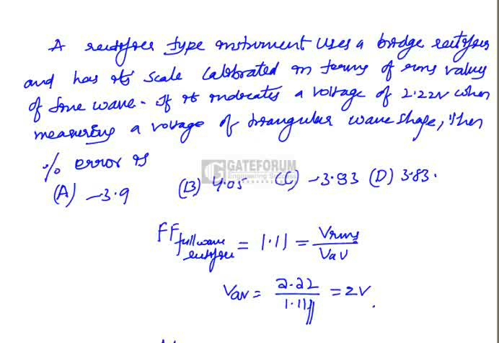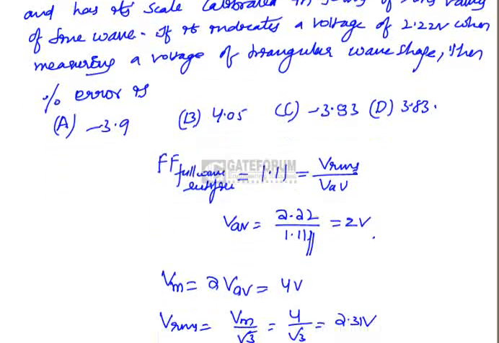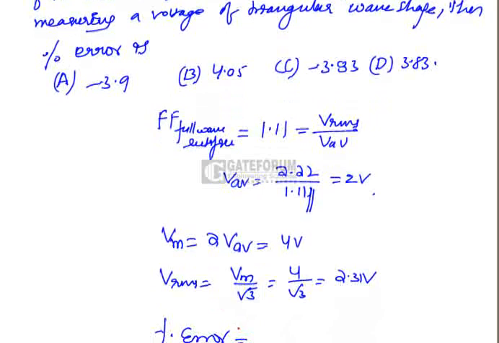Now what is the percentage error here? Percentage error is equal to 2.22, which is the measured value, minus the true value 2.31, divided by 2.31, into 100. This is minus 3.9 percent. Option A is correct.